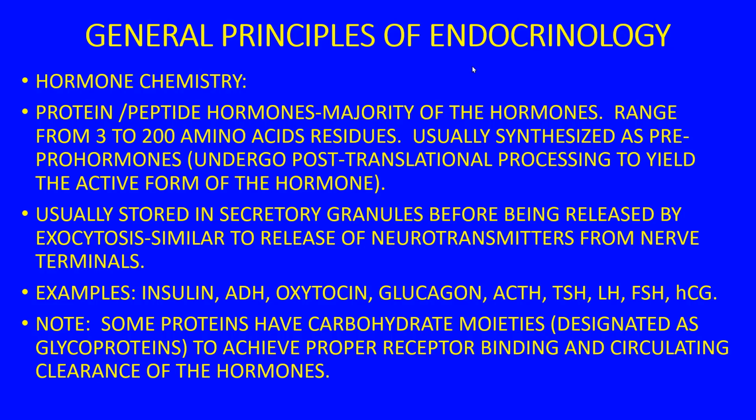And you've got a variety of these protein peptide hormones: insulin, ADH (antidiuretic hormone), oxytocin, glucagon, ACTH, TSH, LH, FSH, HCG (human chorionic gonadotropin). We'll get into that later. You also have some of the releasing factors, which we'll get into next week, which come from the hypothalamus, and some of them are really short, about 3 amino acids long.